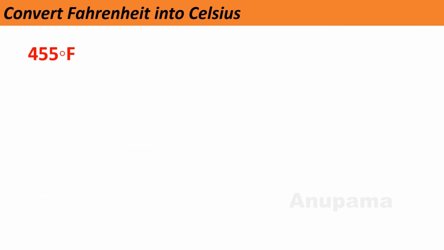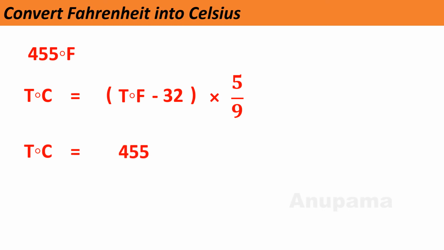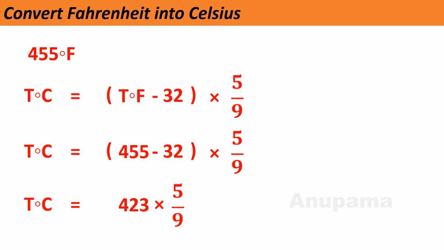Next is 455 degrees Fahrenheit. You need to convert it into Celsius. At first write the formula, that is temperature in degrees Celsius equals temperature in degrees Fahrenheit minus 32 in brackets multiply by 5/9. Just put the value of temperature which is in Fahrenheit, that is 455 minus 32 multiply by 5/9. At first we will do the subtraction. Just subtract 32 from 455. What will you get? You will get 423 multiply by 5/9.